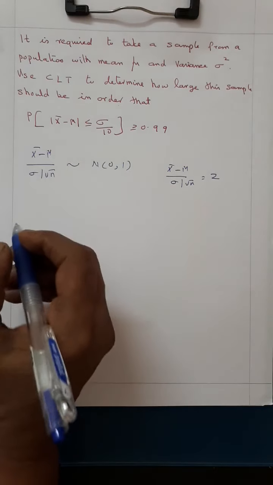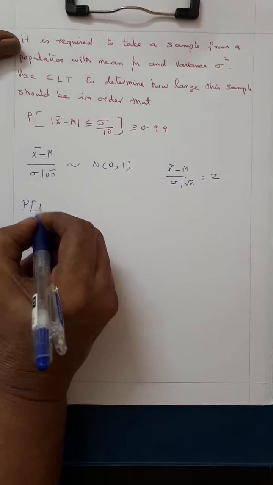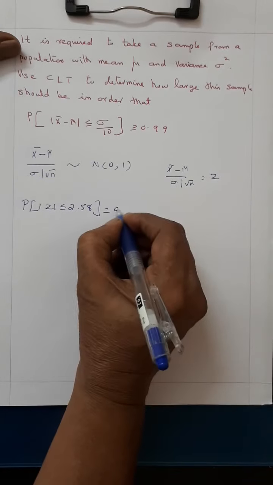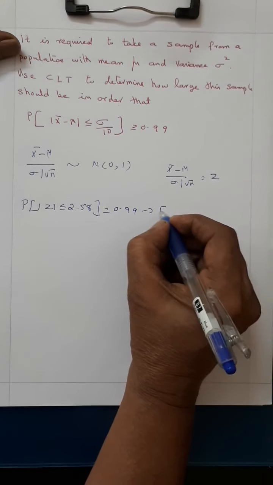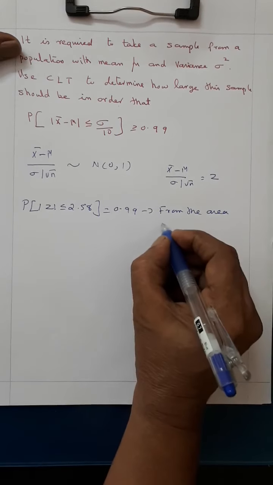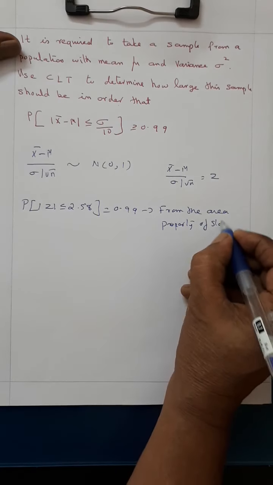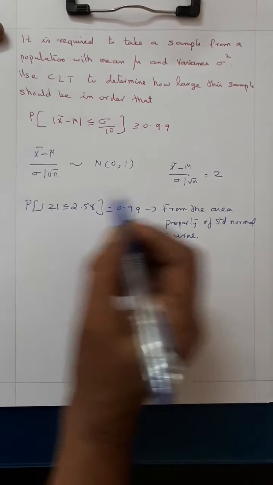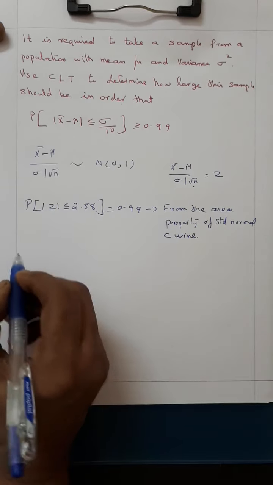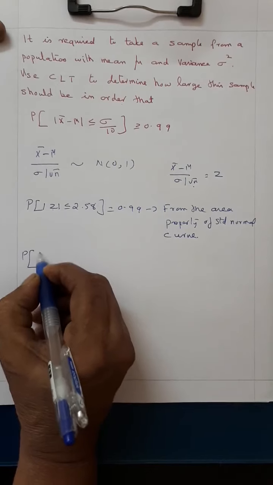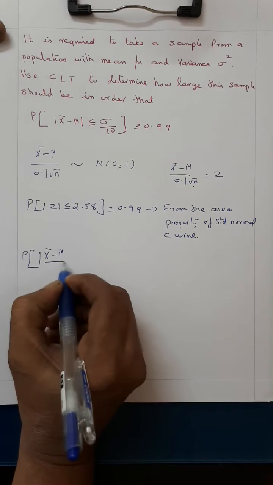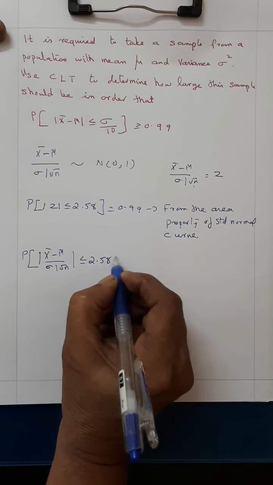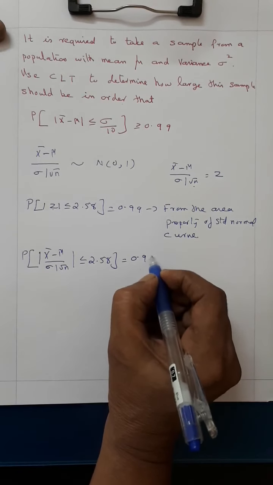So let us write P of mod Z less than or equal to 2.58 is equal to 0.99. This is from the area property of standard normal. Let us elaborate on this. Instead of Z, let us write this expression. So we have P of mod x bar minus mu by sigma by root n less than or equal to 2.58 is equal to 0.99.